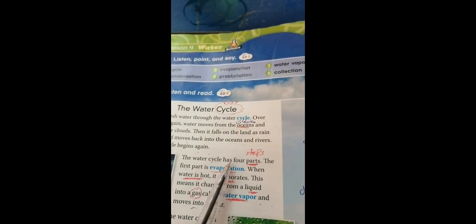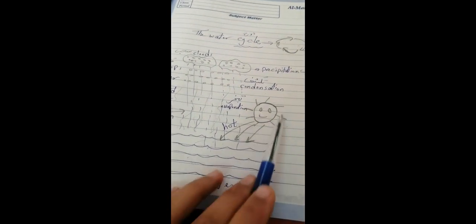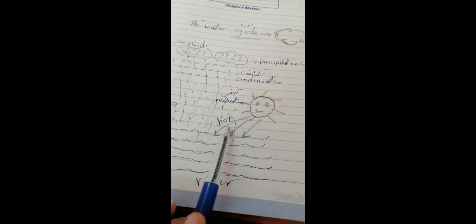The water cycle has four parts, or four steps. The first part is evaporation. What you see is water vapor. Let's talk about evaporation. Consider this is a river or a sea, and this is the water, and this is the sun. When the sun is hot, it makes the water hot also.